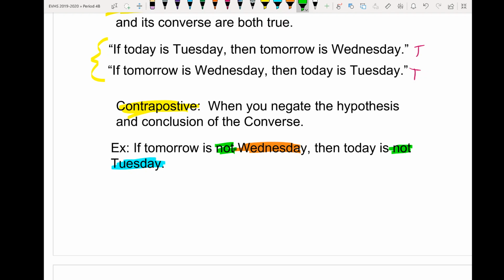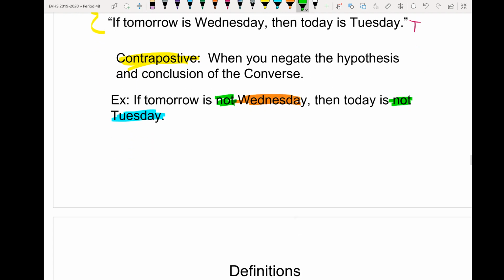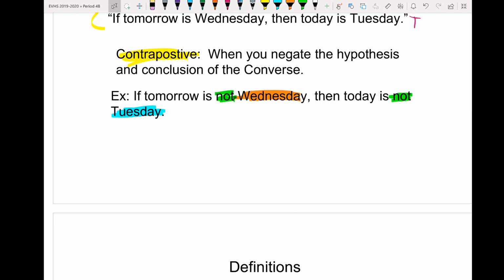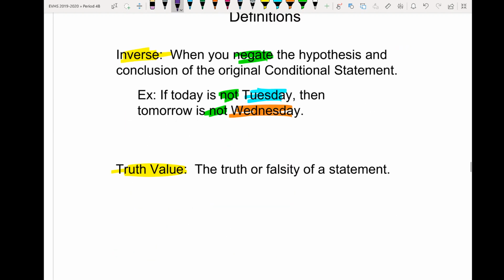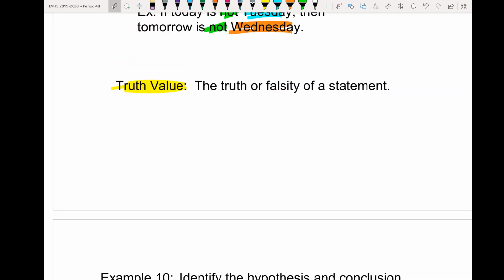Now, contrapositives become very important the higher up you go into various fields of mathematics when you're doing different kinds of proofs. They're not as important here in basic geometry, but we've got to go ahead and cover them so you hear that word if you ever need it. I believe that's the last of our definitions. We're just looking at examples from here on out. And truth value, we talked about that, the true or false value of a statement.